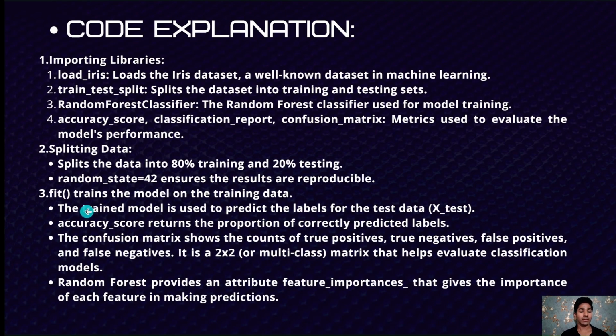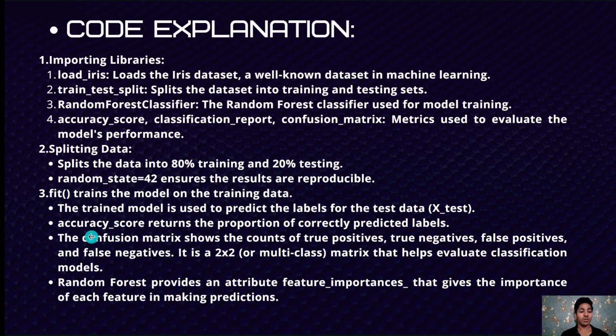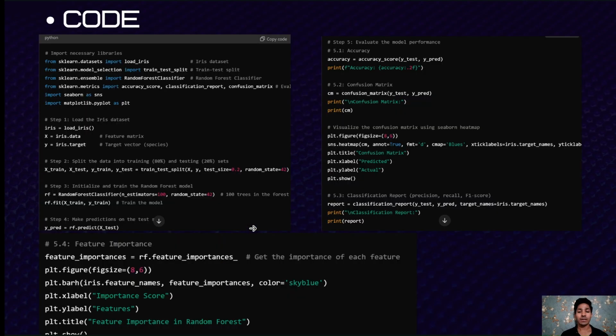Then we have the trained model, which is used to predict the labels for the test dataset X. Here it is. Then we will go to the accuracy score, which returns the proportion of the correctly predicted labels. Here is accuracy_score, which is working on y_test and y_pred. And then we will print the accuracy in the form of a float.